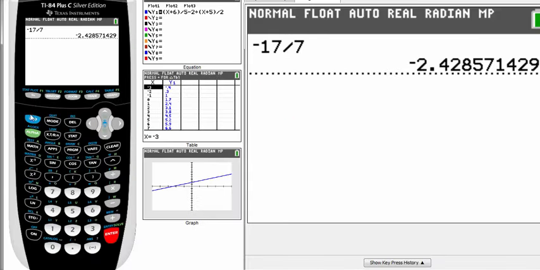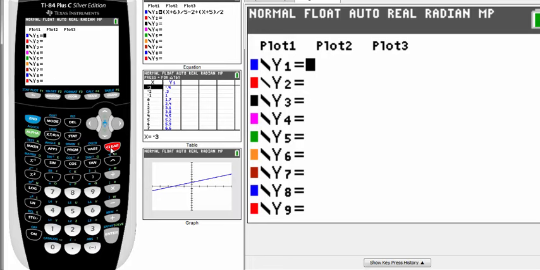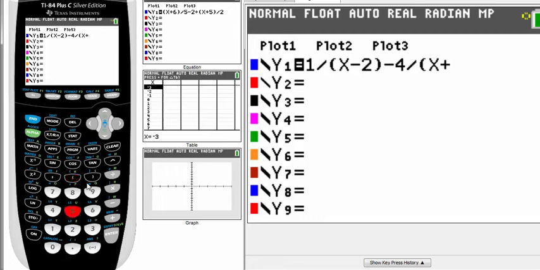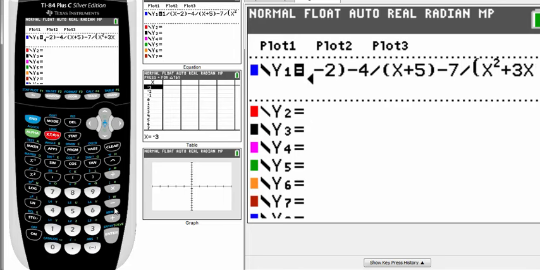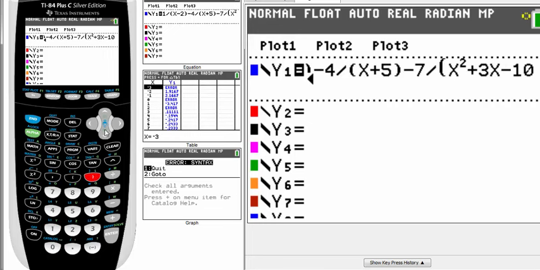We have to be careful about how we input this into our calculators. So we need 1 divided by, and this needs to be in parentheses, x minus 2, because we need to make sure that we're dividing through by that entire denominator, minus 4 divided by, in parentheses we need that denominator x plus 5, close parenthesis. Now again we had to subtract over, so we have minus 7 divided by, and then in parentheses we have the x squared plus 3x minus 10, close parenthesis. So we've moved everything across.